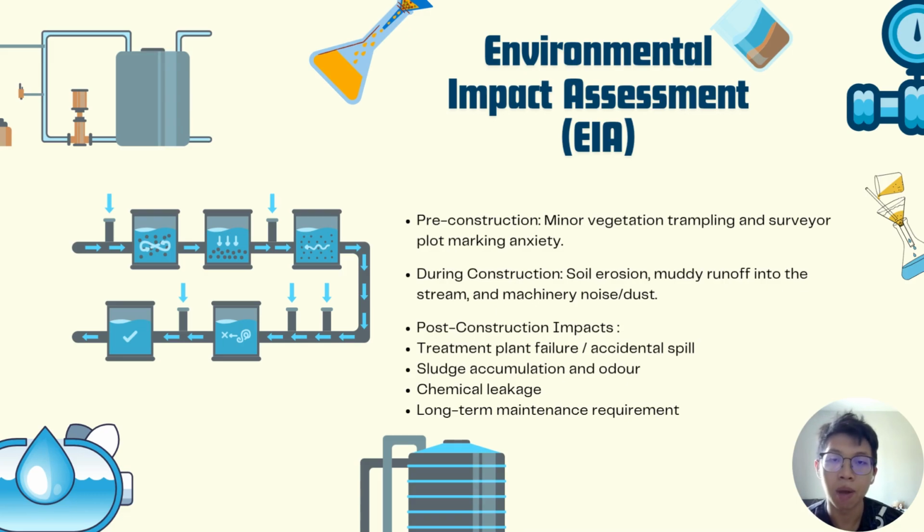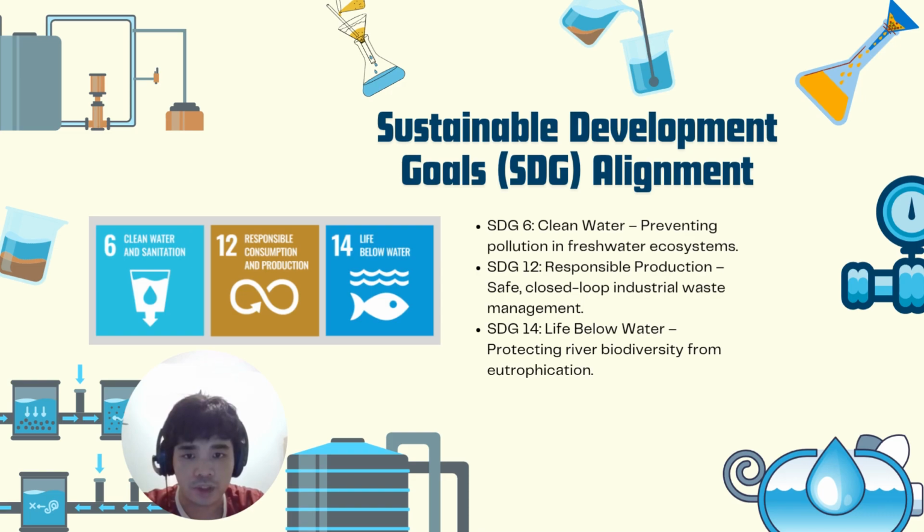During post-construction, the impacts are mainly focused on the operation and maintenance. These include possible treatment plant failure, accidental effluent spill, sludge accumulation, bad odor, chemical leakage, and the need for regular maintenance. If these issues are not properly managed, they may pollute Sungai Marong, affect aquatic life, and cause discomfort to the surrounding communities.